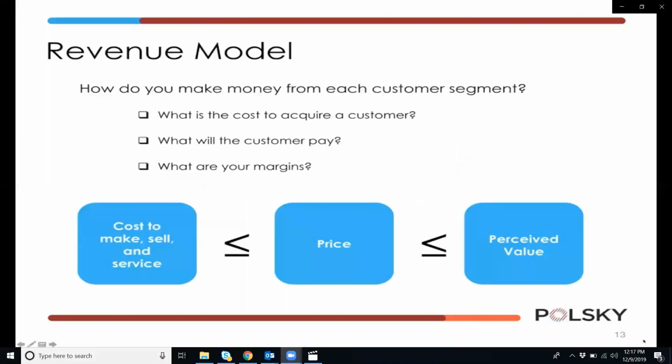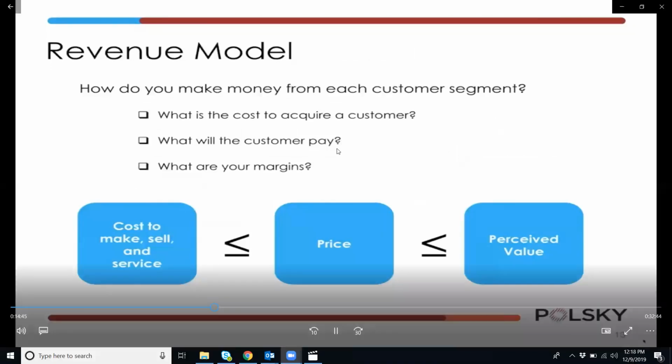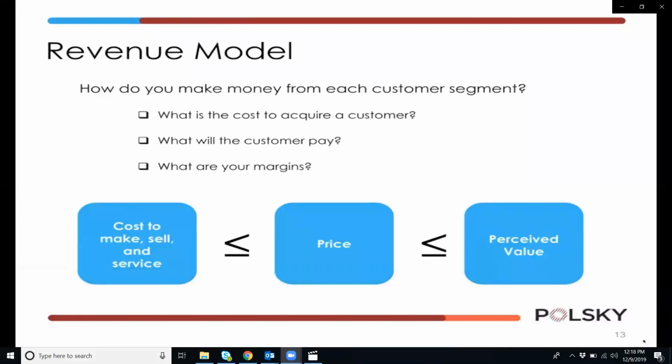The revenue model. What will your customer pay you? So one of the things that you have to think about with a lot of different business models is that your customer, the user of your product, might be different from your customer, the payer for your product. There also might be a different decision maker. So there can be multiple players in the mix. Where is your revenue going to come from?